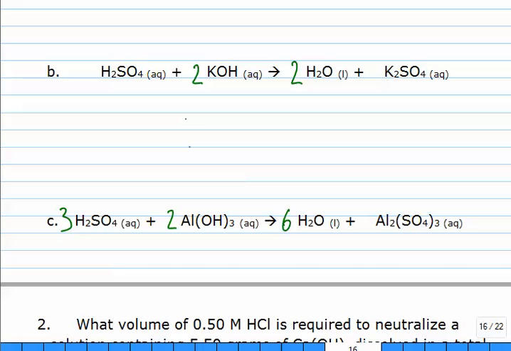Okay, so we want to focus on H plus. 1 H plus reacts with 1 OH minus to form 1 water. Two H pluses react with two OH minus to produce two waters, etc.